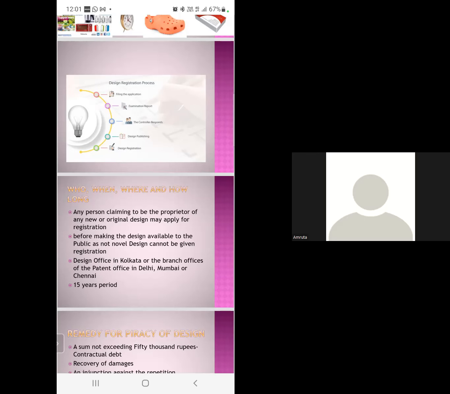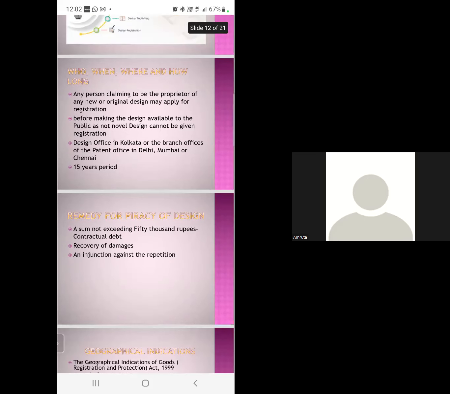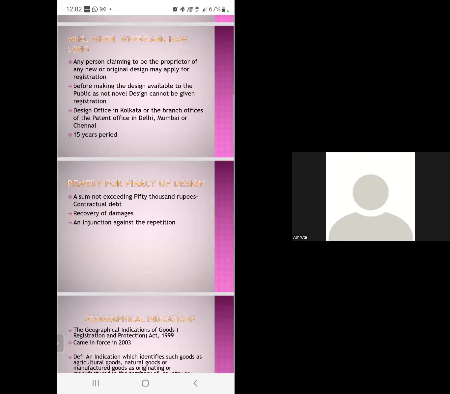So one company can have multiple intellectual properties based in one product, and the company can protect their intellectual property by availing all the registration processes under intellectual property rights. The remedies available for design are a sum not exceeding 50,000 rupees, and the contractual damages. So both they can apply for.